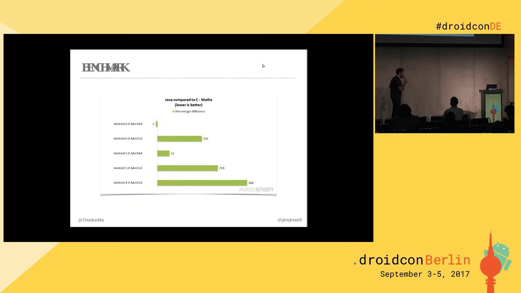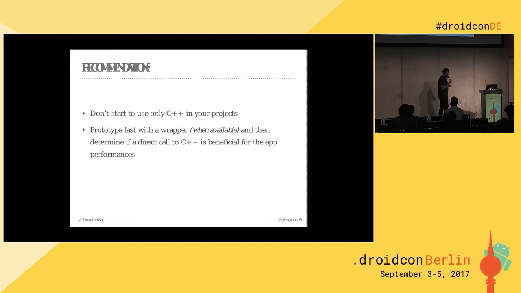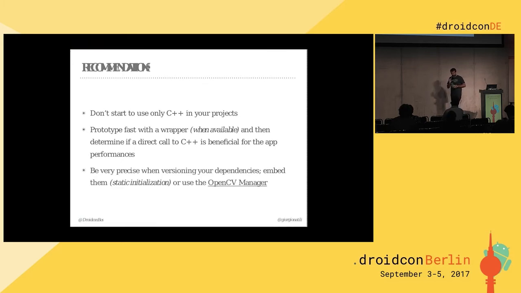it's 191% slower. So it's very important that you consider C++ seriously. But please, don't start by using only C++. Prototype fast with a wrapper and then start to move everything to C++. One important thing is about the dependency of OpenCV.